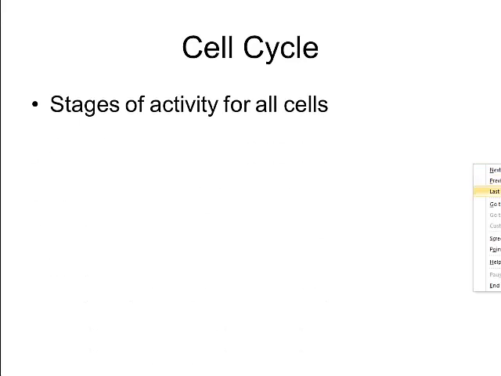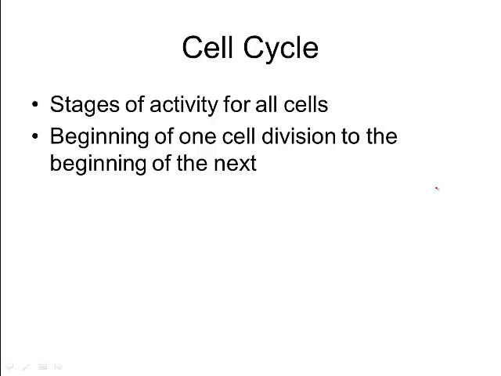All right, so we're going to start looking at the cell cycle. This is the stage of activity of all cells, so all cells go through a cycle basically of life. And we generally will define the cell cycle as being the beginning of one cell division to the beginning of the next cell division. So as the cell divides, goes through its whole life, and then begins to divide again, that is one full cell cycle. And different cells are going to spend different amounts of time at different stages within the cell cycle.